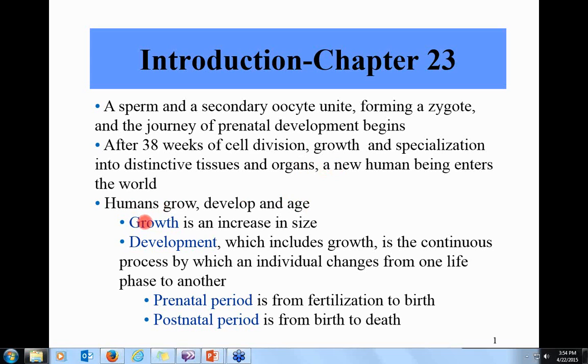Now we're going to talk about the difference between growth and development. Growth is an increase in size, whereas development does include growth, but it's the continuous process by which an individual changes from one life phase to another. So we're talking about going from toddler to child to teenager, things like that. We have 2 main periods. The prenatal period is fertilization to birth, and that's what we're going to be talking about primarily today. And then the postnatal period is from birth to death, and we've kind of covered that in both semesters of A&P, if you will.